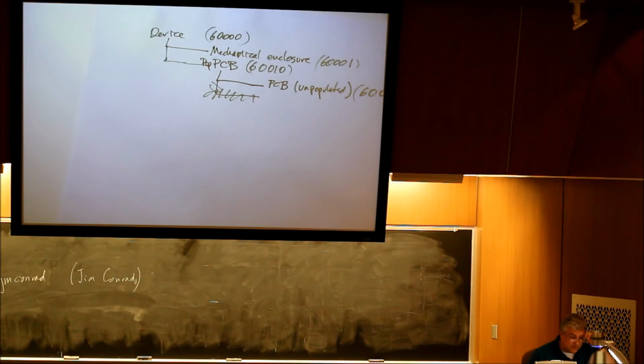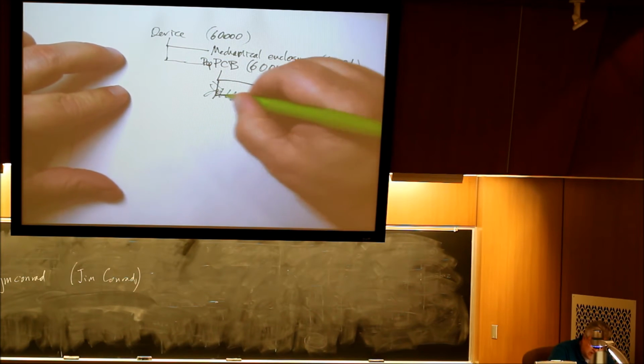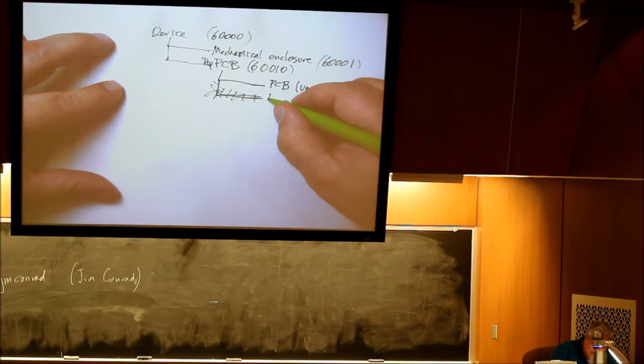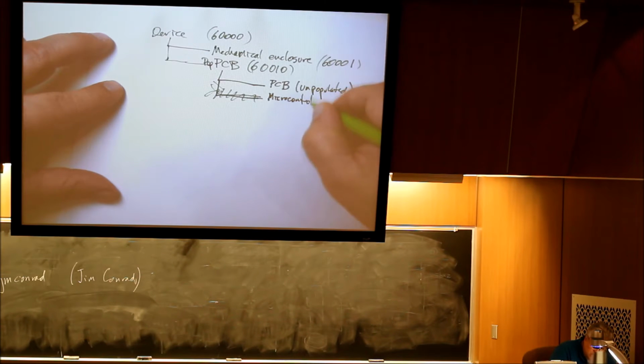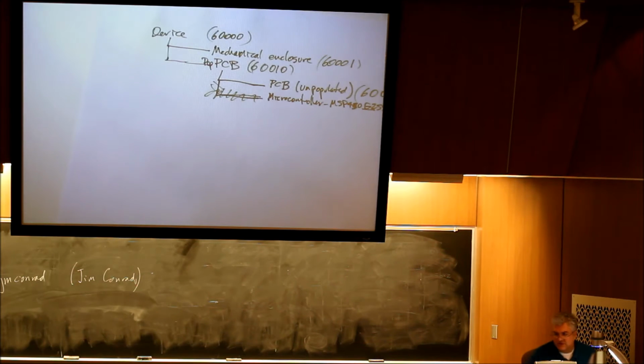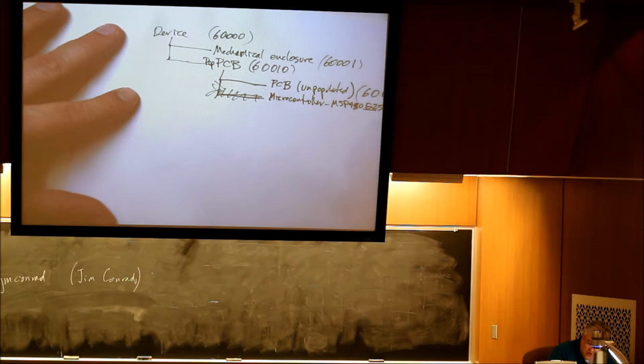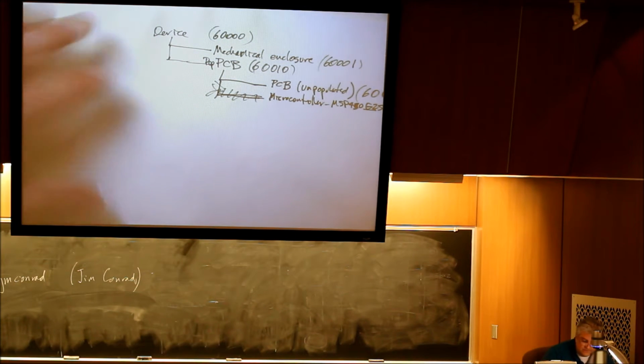it is unpopulated. Well, hold it, we got the PCB, so that's right. So we're going to need the processor, microcontroller, MSP 430, G2553, for example, right? We'll just do that. And we'll call this 60012.